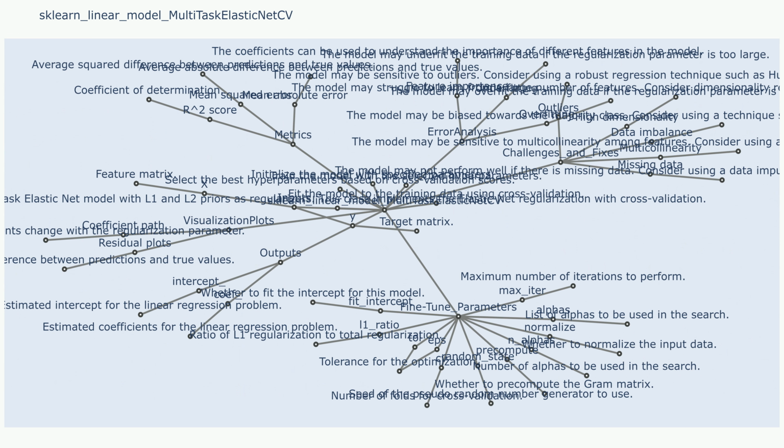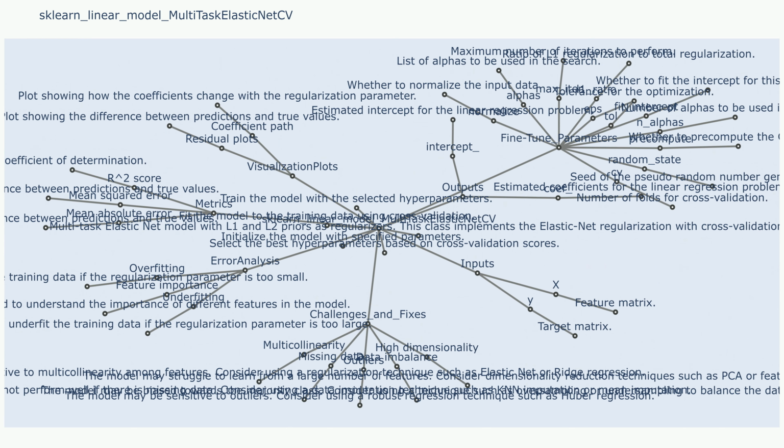Outputs: coef_, an array of shape (n_targets, n_features): the coefficients of the linear model. intercept_, an array of shape (n_targets): the independent term in the decision function. l1_ratio_: the L1 ratio chosen by cross-validation. alpha_: the alpha chosen by cross-validation.